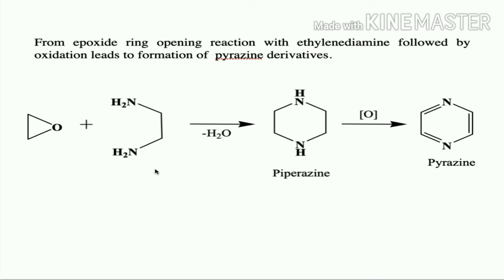Next, this is a somewhat convenient method of preparation of pyrazine, that is from epoxide ring opening reaction with ethylene diamine followed by oxidation. If you take an epoxide or oxirane, upon reaction with ethylene diamine there will be a ring opening reaction, following an SN2 type of reaction. It is going to open and there will be loss of water molecule, so it is going to form dihydropyrazine. This upon oxidation is going to form pyrazine. This is a convenient method because the epoxide and ethylene diamine are all available, so you can prepare pyrazine easily.